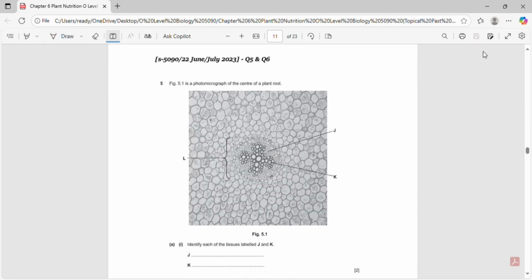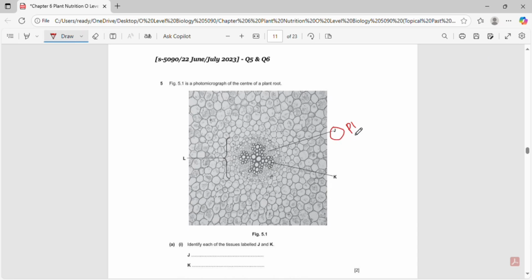Alright, so now we are moving back to theory questions. Here we are given a photomicrograph once again, and the question clearly states, as it says here, figure 5.1 is a photomicrograph of the center of a plant root. And this plant root cross-section has labels J, K, and L. This question is mainly linked to chapter 7, but the structures we are seeing here are actually quite similar to those we've studied in leaf cells, so identifying them should be simple. Now let's take a look.